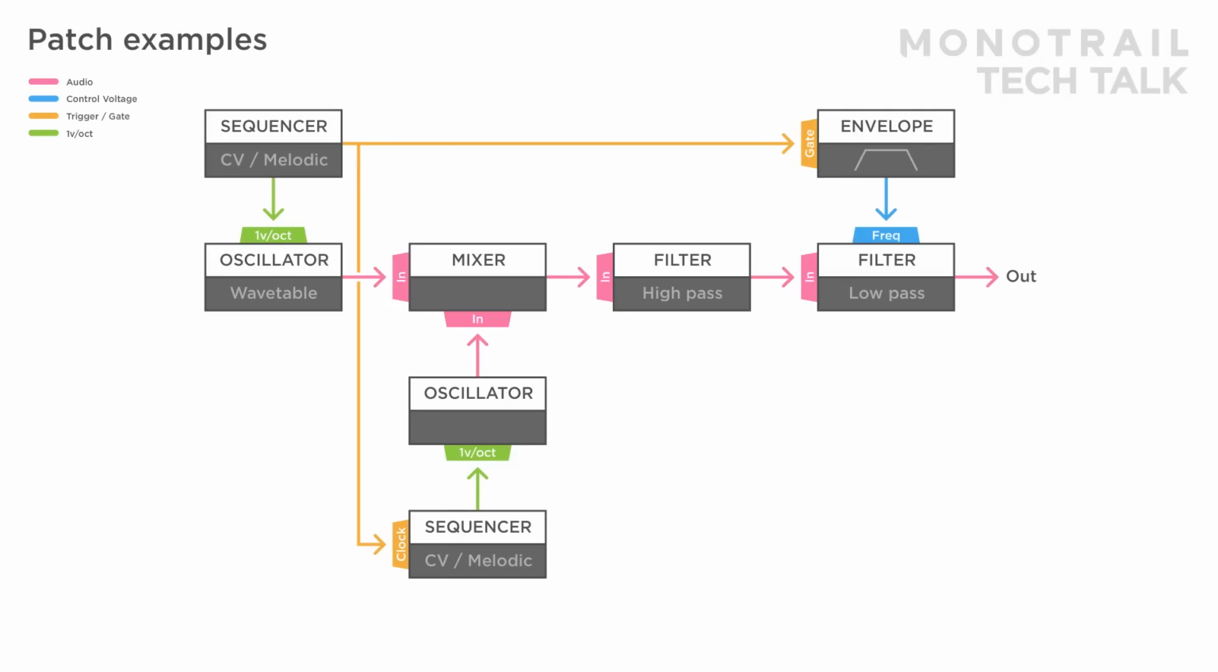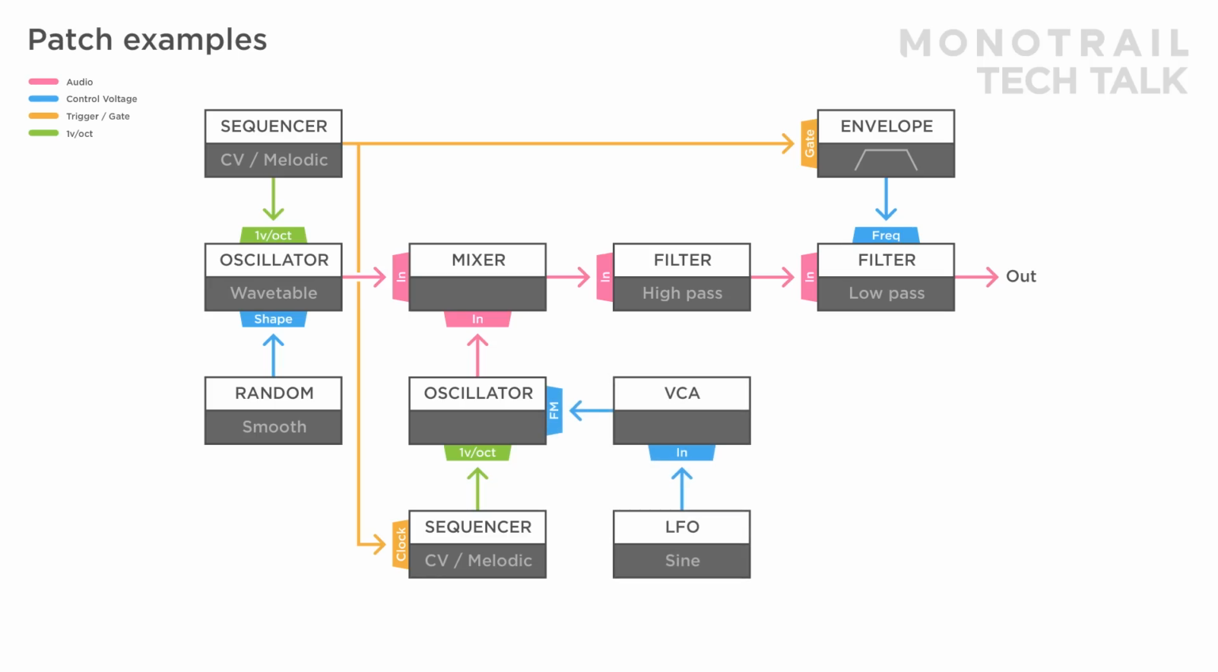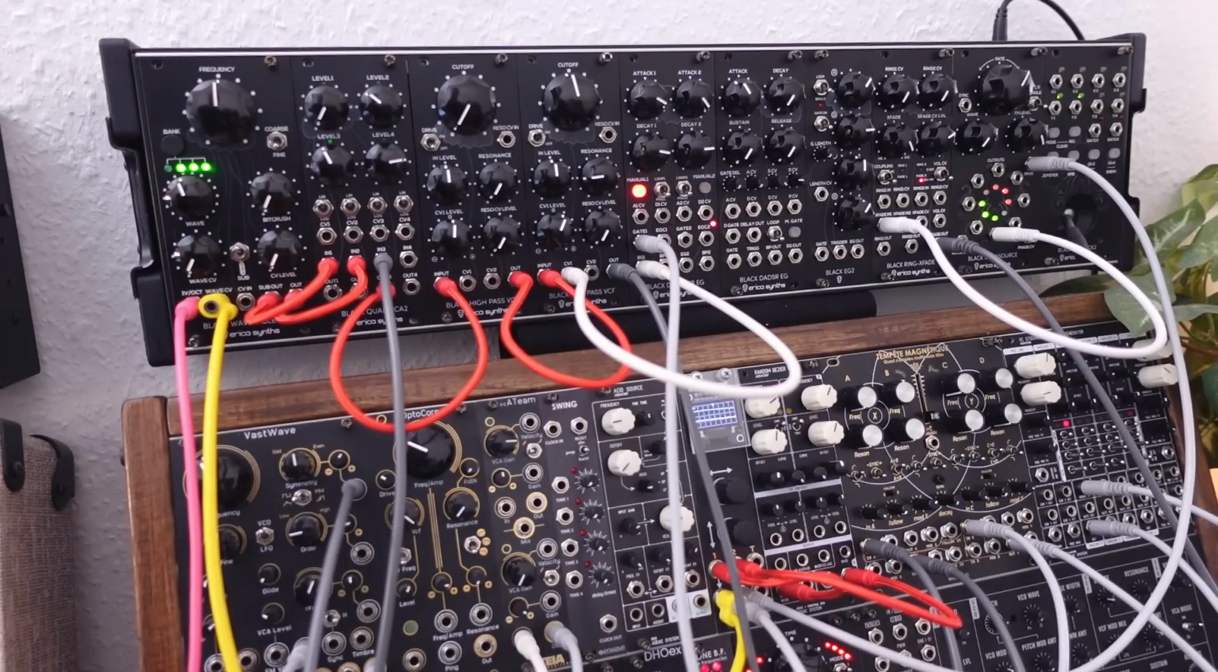You can expand your patch to add sonic variations as much as you like. For example, here a slow random voltage is added modulating the shape of the wavetable oscillator. And the fast LFO, patched through a VCA, is used to modulate the FM input of the other. This allows you to sculpt the sound and add movement or change its character. For example, adding wavetable modulation works great on the low sound.